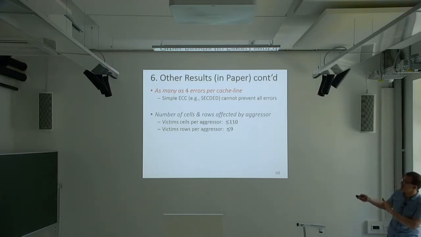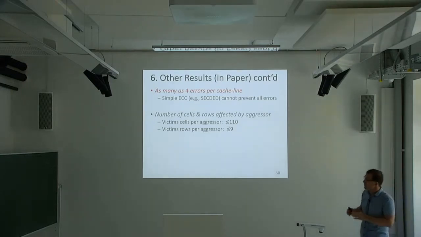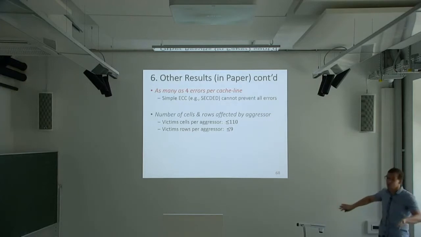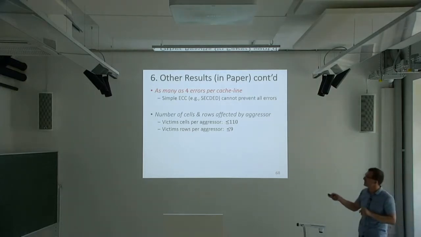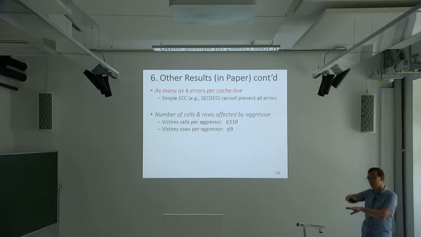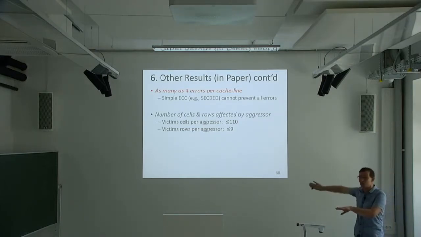These are the worst cases, of course. And you're affecting a lot of rows also. It's not just the adjacent rows. I don't think anyone has shown that you could launch an attack in non-adjacent rows today, but maybe in the future, if the problem is not solved, you could potentially launch an attack. So it's not just the adjacent rows. You have effects on further rows, but the effect actually goes down exponentially.